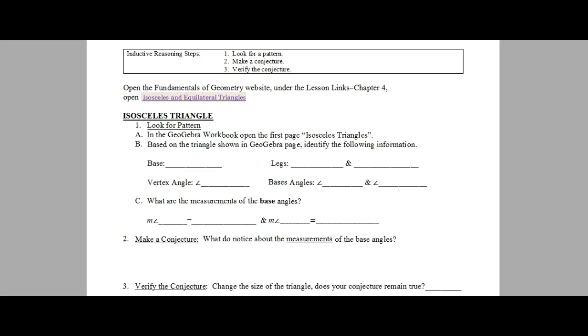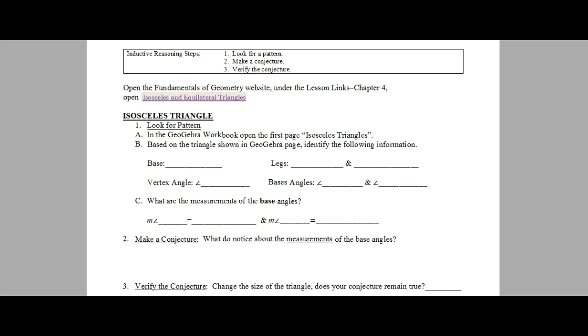For the rest of the lesson, you're going to use GeoGebra to answer the questions. So we're going to use inductive reasoning. The first thing we do is look for a pattern. We're going to make a conjecture or an educated guess, and we're going to verify the conjecture. If you cannot verify the conjecture, you have to go back and look for a new pattern. The key to this activity is reading carefully and deliberately. Every question can be answered if you read the directions carefully.